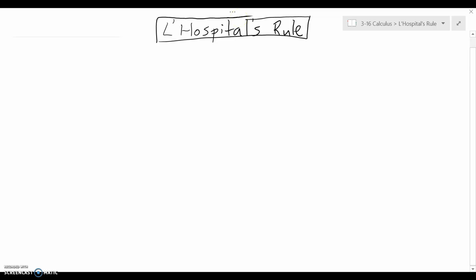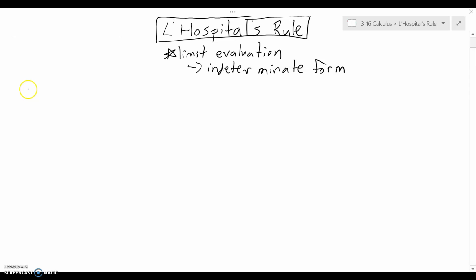So L'Hopital, it's evaluating limits. So it's a limit evaluation rule. And it specifically has to do with limits that are called indeterminate form. Those multi-syllable ones are hard with this format, but we'll do them. So as a for instance, indeterminate form is something like this.